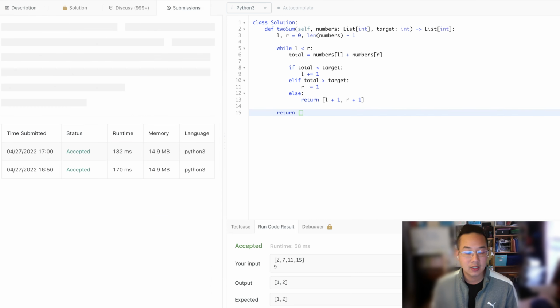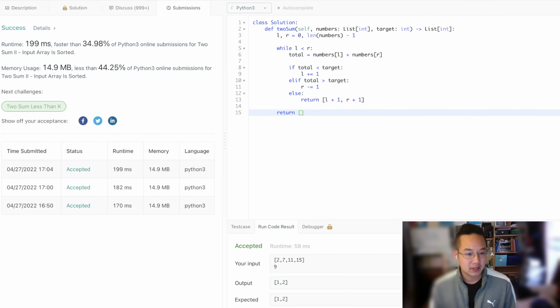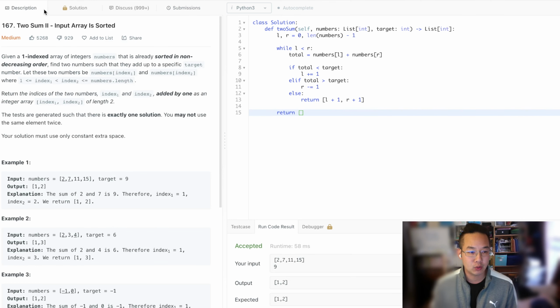And let's submit. I don't think there are too many questions here about what's going on. It's just a simple two-pointer solution. I think that should be all.